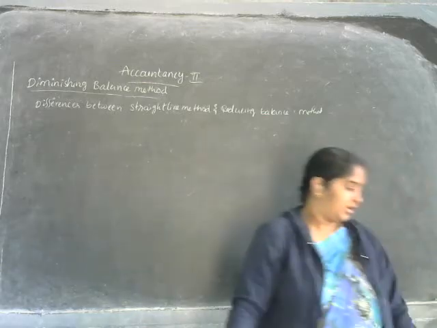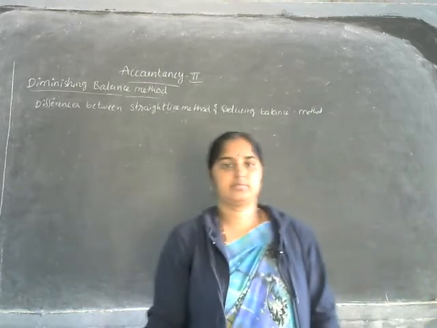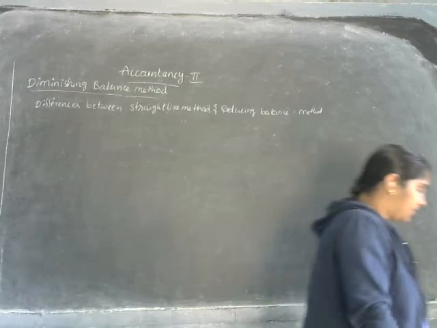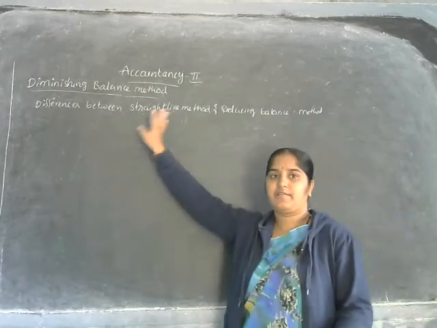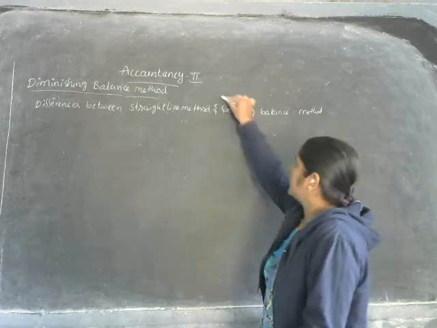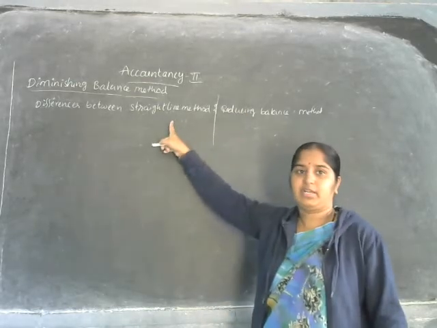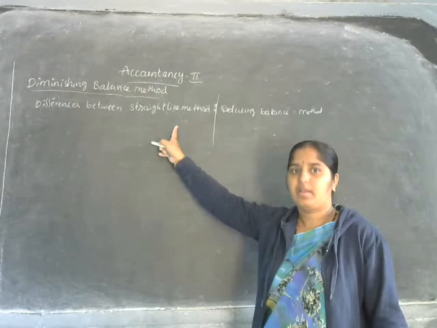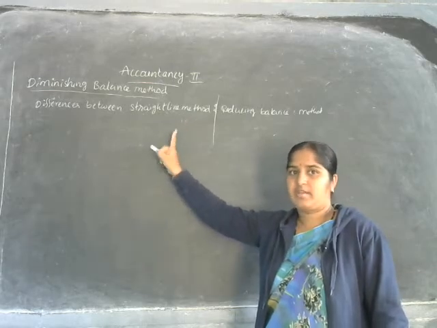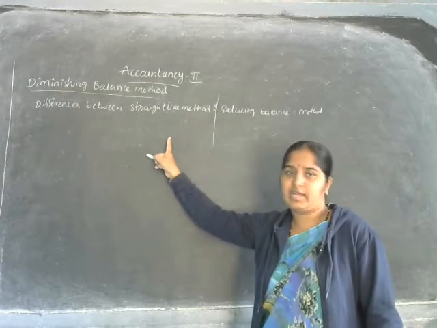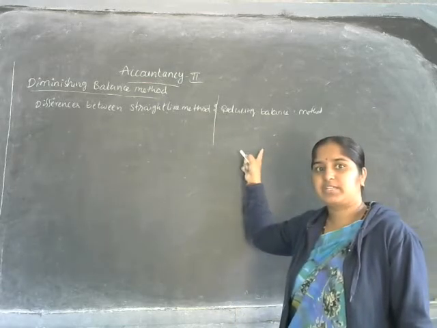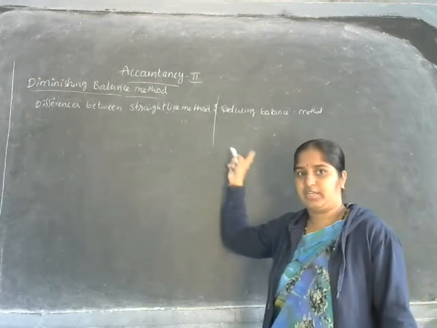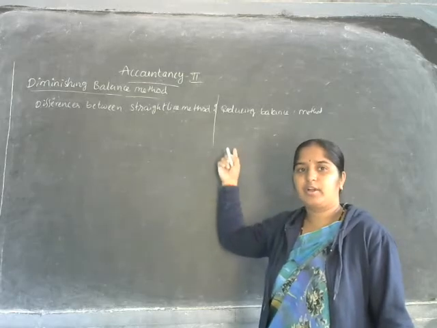First one, depreciation amount. Under the straight line method, every year depreciation is the same. Under the straight line method, depreciation is the same or fixed for the lifetime of the asset. But under the diminishing balance method, depreciation changes every year, and it keeps on reducing.